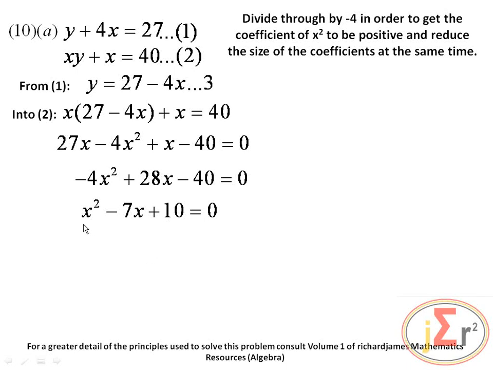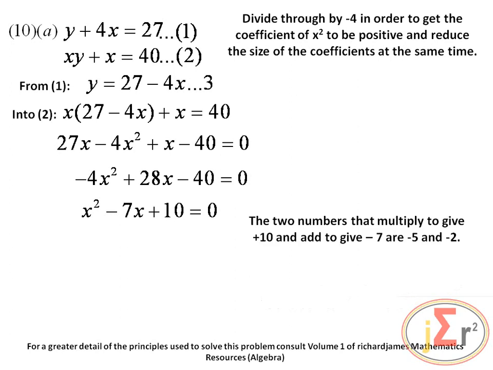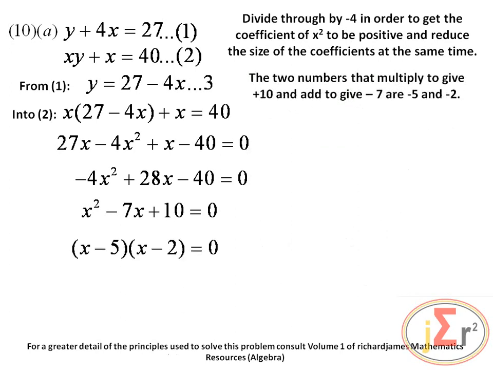We need to factorize this trinomial by saying what two numbers multiply to give 10, and when we add them, the result is negative 7. There's no doubt that the answer is negative 2 and negative 5. But because the coefficient of x squared is 1, we may just write down the two factors, x minus 5 and x minus 2 equal to 0. Of course, solving that equation, we have x is equal to 5 and x is equal to 2.